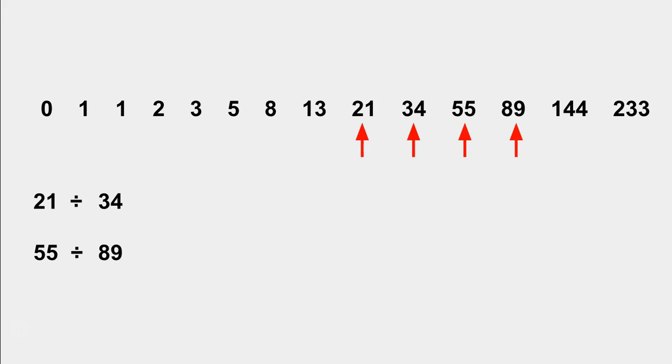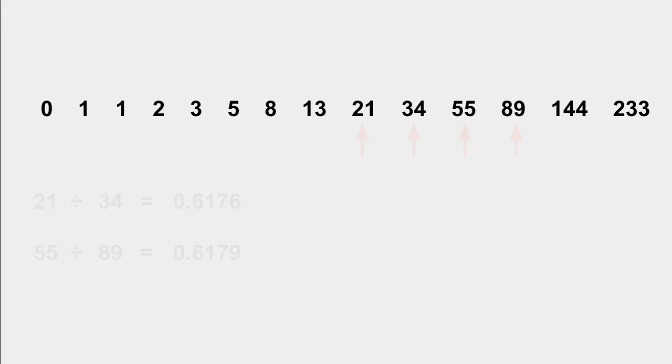If you take any number in the sequence after the first few and divide it by the number that follows, you'll get 0.618. If you divide 21 by 34 or 55 by 89, the answer will be 0.618.